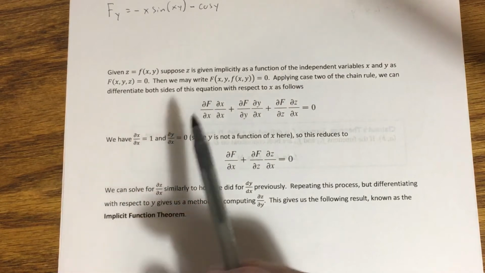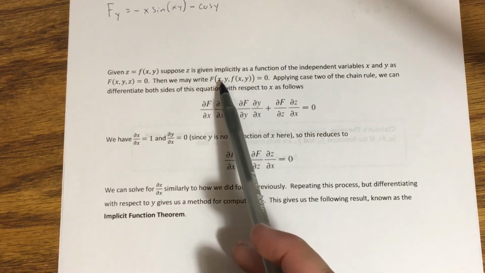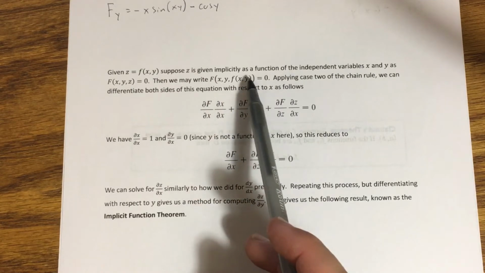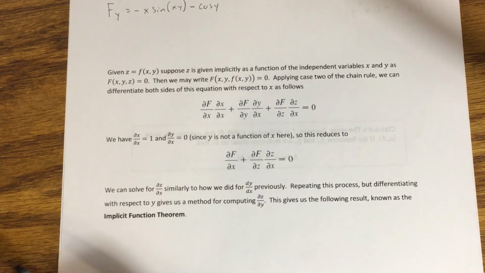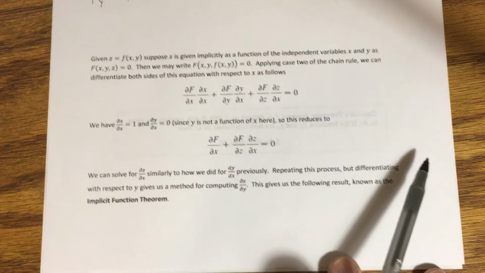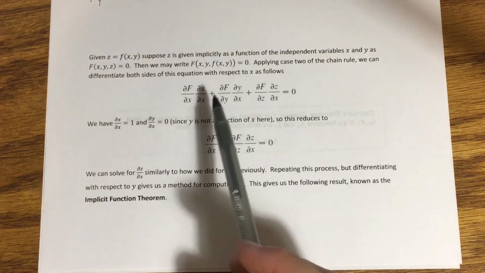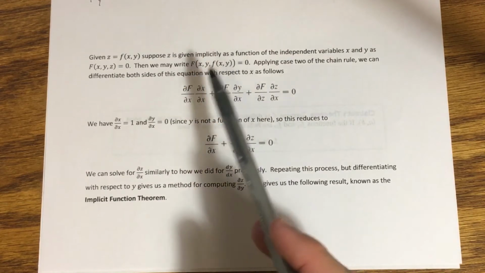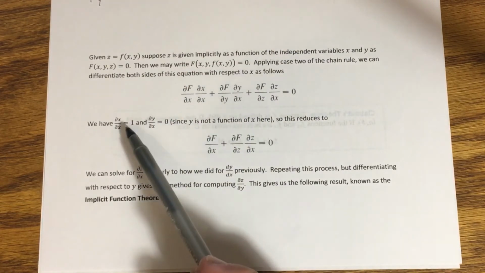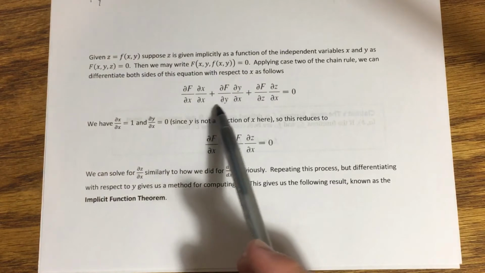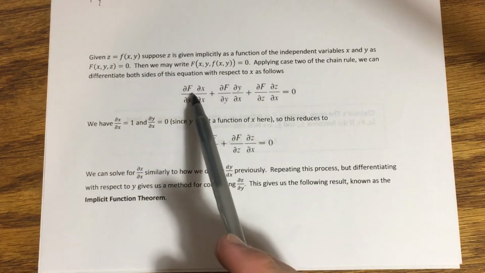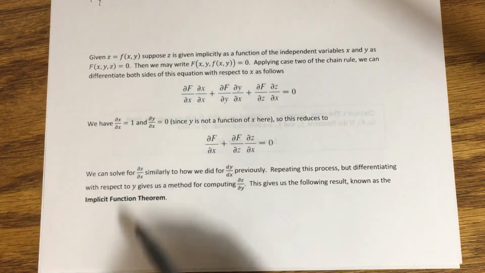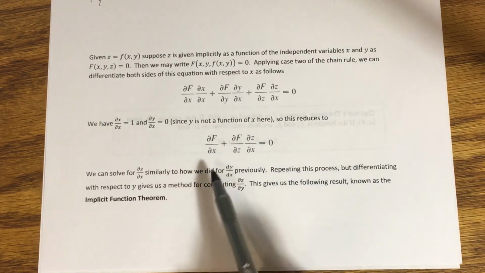That means I can apply the second case of the chain rule to this thing if I want to find the partial derivative with respect to either x or with respect to y. So let's try that. If I take the partial derivative of this thing with respect to x, I'd have to differentiate both sides with respect to x. The chain rule says I would get this expression right here. Partial of f with respect to x times the partial of x with respect to x, and so on, all this stuff. Okay, that's just the chain rule.